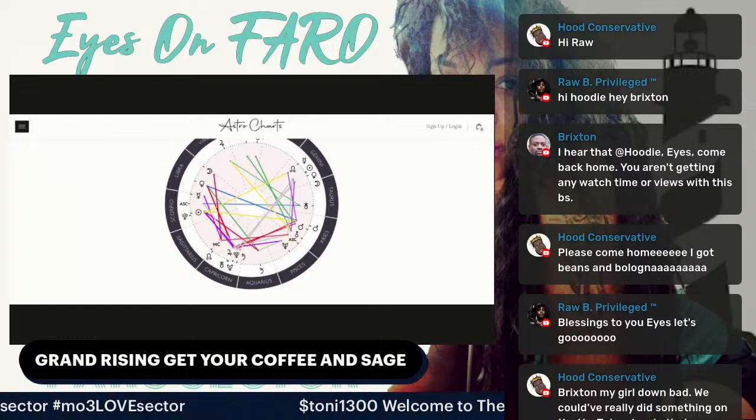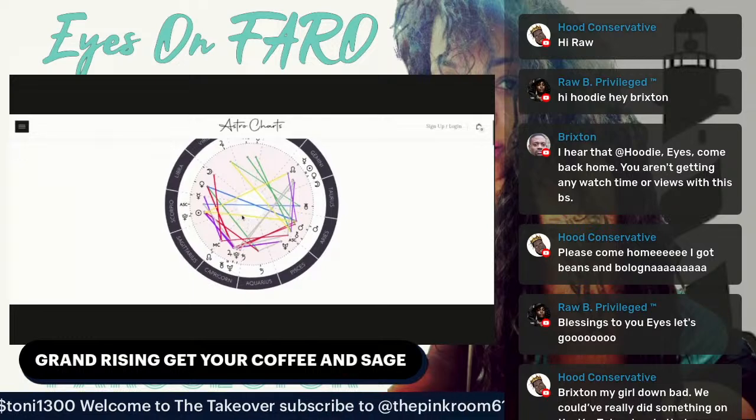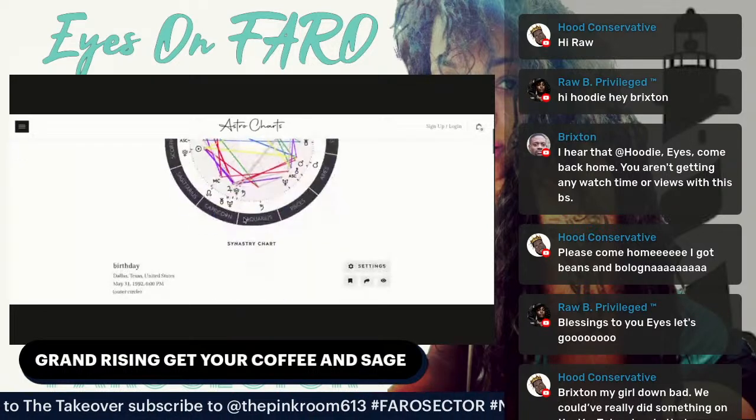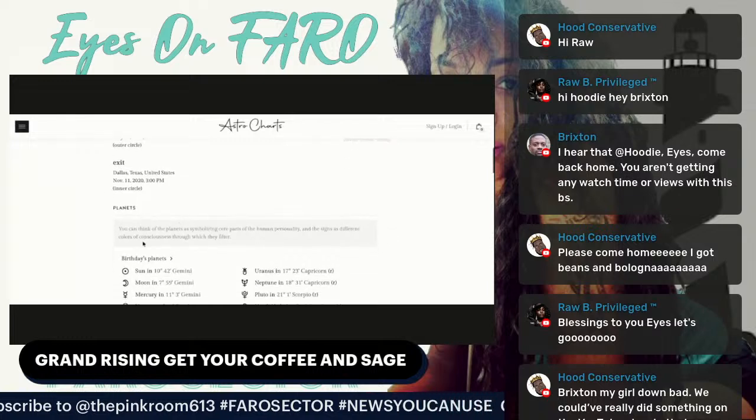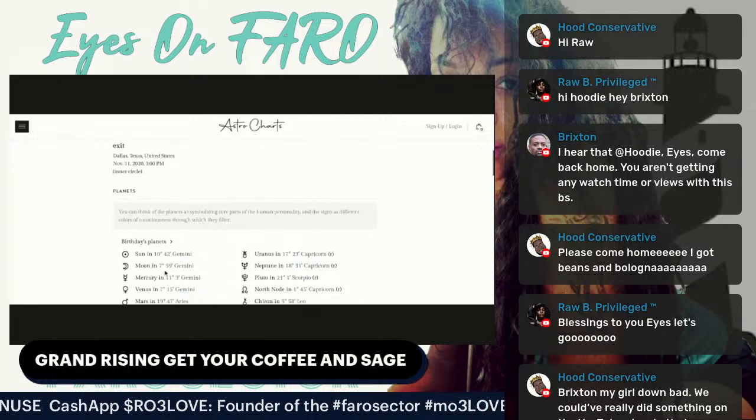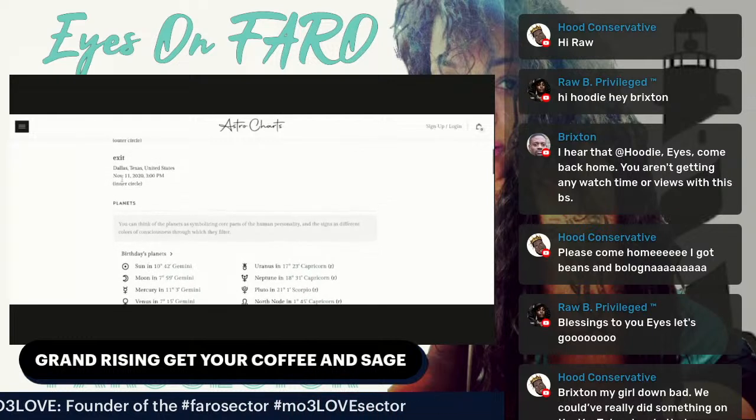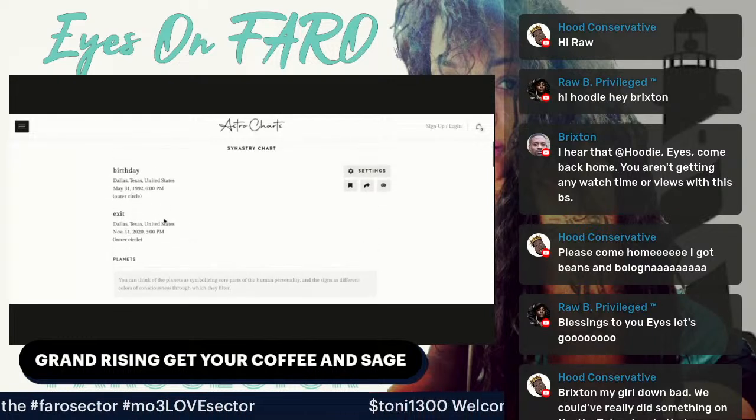All right. So bear with me. The first thing is we want to look at this chart, right? This is a synergy chart. You can see both planets, okay? Both charts. I put it as birthday and exit, okay?